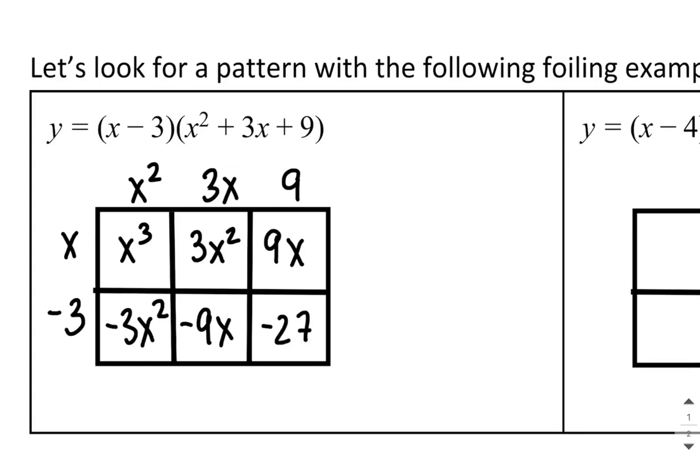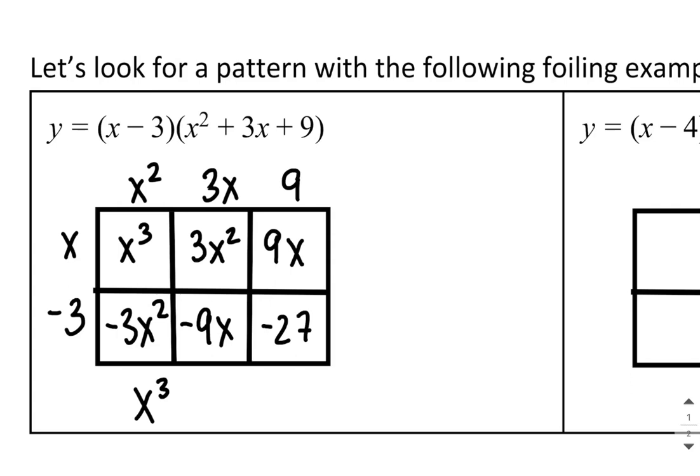And then I'm going to collect all my like terms and simplify. I'm going to add all of this up and simplify. I'm going to start with the highest power, so I'm starting with that x cubed. I only have one x cubed term, so I don't need to combine it with anything. I just have x cubed as my highest power.